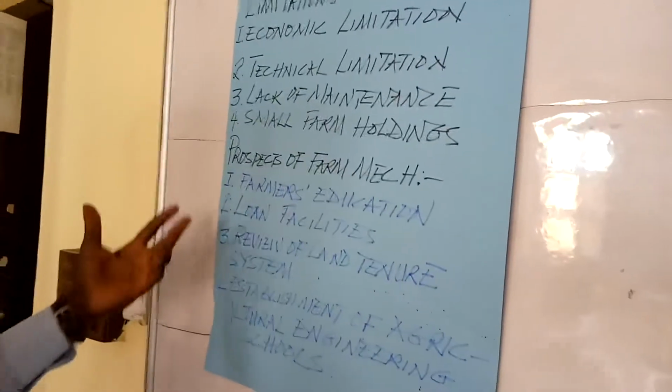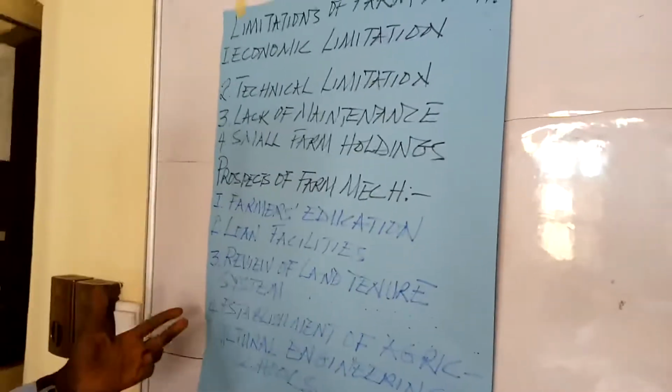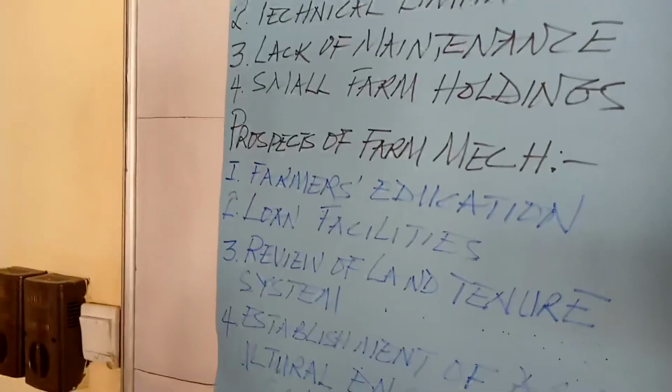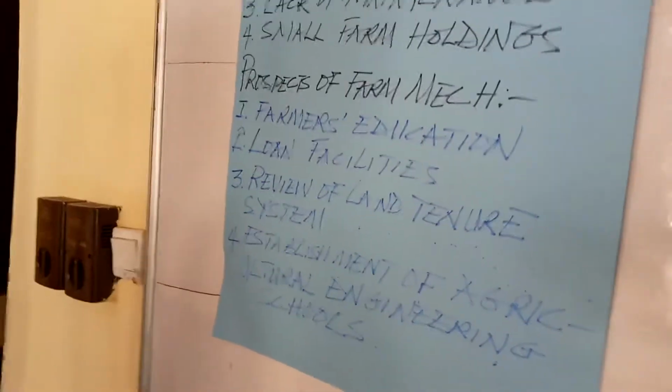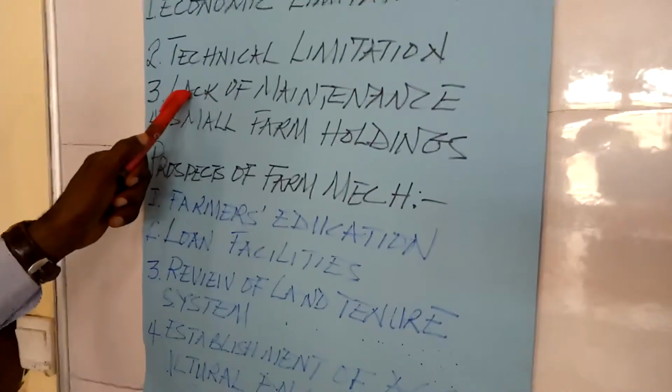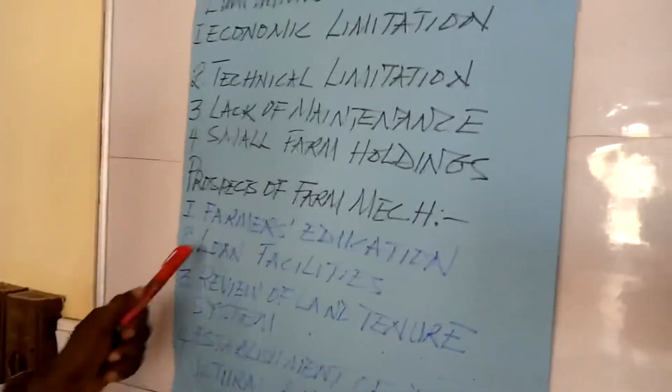But is there any hope for farm mechanization? Is there anything that can be done to make farm mechanization easier? Prospects of farm mechanization. Number one is that farmers should be educated about farm mechanization so that they will know how to acquire loans to solve this economic limitation. They will learn how to use the machines, operate them to solve this technical problem, and learn how to maintain their machines. That can be achieved through farmers' education. If that is done, farm mechanization will be improved.